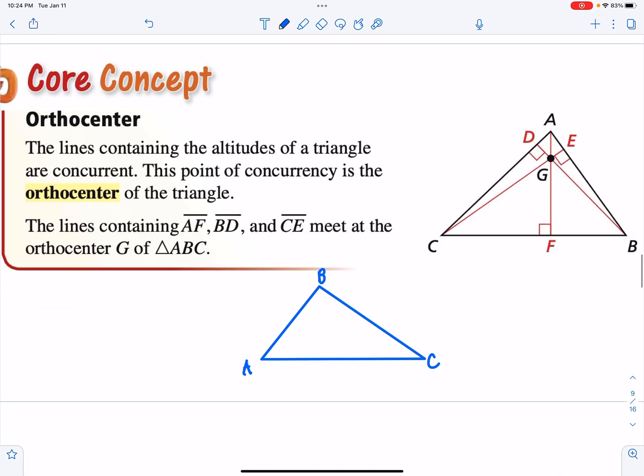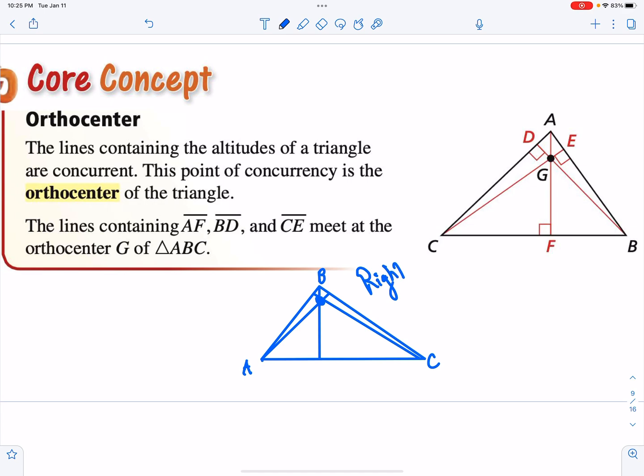So the orthocenter, again, is the altitude. So it's from the vertex straight to the other side. And again, it's a little difficult to see, but it's from the vertex straight to the other side, and from the vertex, and this one nearly looks right, straight to the other side. But those are all meeting at right angles.